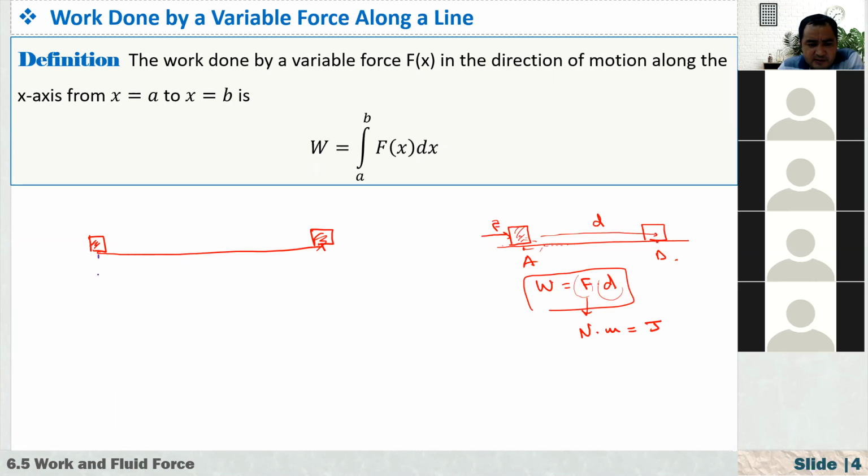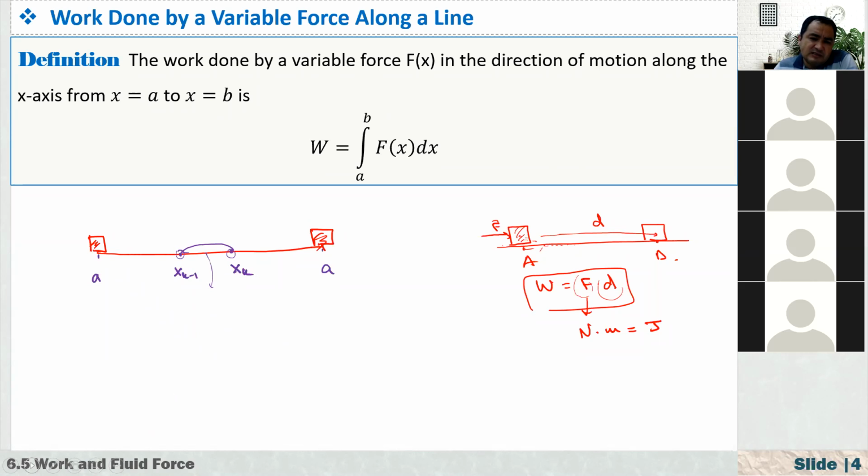We are just going to divide the interval from A to B into n subintervals. If you just take two points, let's say this point is x sub k minus 1, and this point is x sub k. What is the work done to move the object from x sub k minus 1 to x sub k? If this distance is so small, then when you move from this point to this point, our force does not change much, because we are assuming that our force is a continuous function.